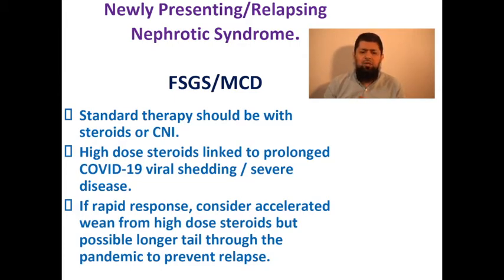The standard therapy should be with steroids or calcineurin inhibitors. High-dose steroids are linked to prolonged COVID-19 viral shedding and also severe disease. So whether to give cyclosporin alone or tacrolimus alone, or associated with or without steroids, could be an option. This is outside the recommendations, but I think this is a good option based on the latest trials. If there is rapid response, consider accelerated wean from high-dose steroids, but possibly a longer tail through the pandemic to prevent relapse.